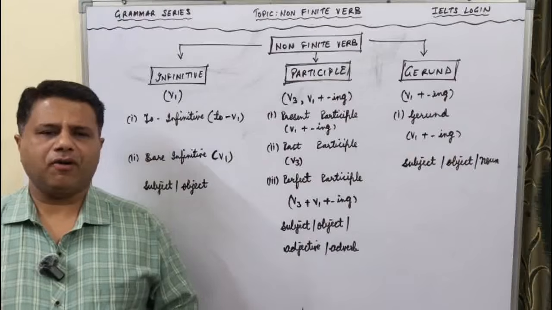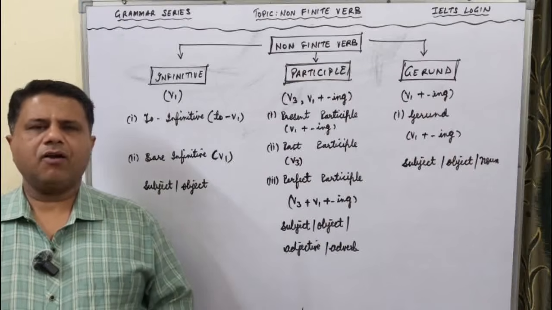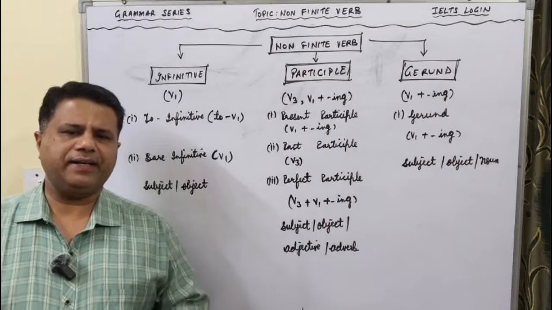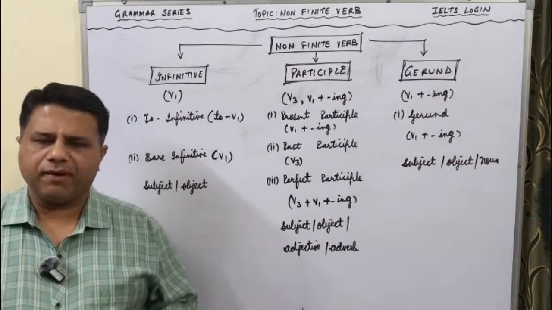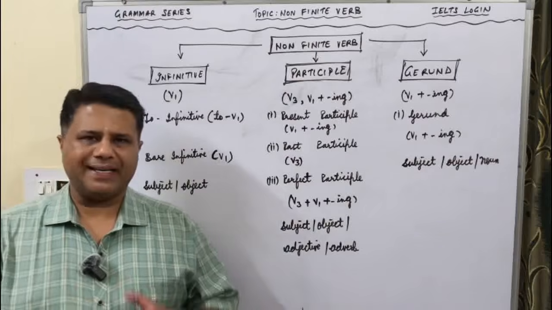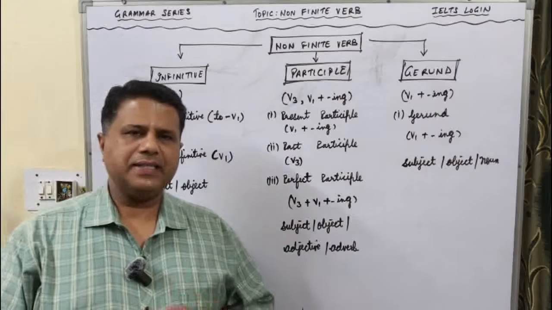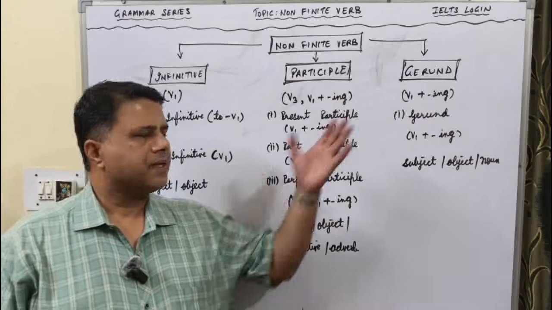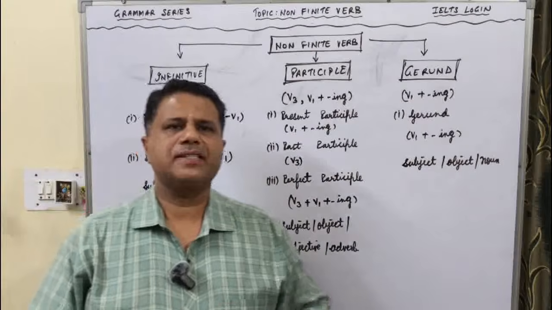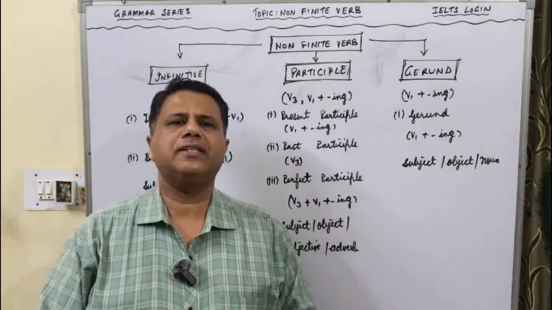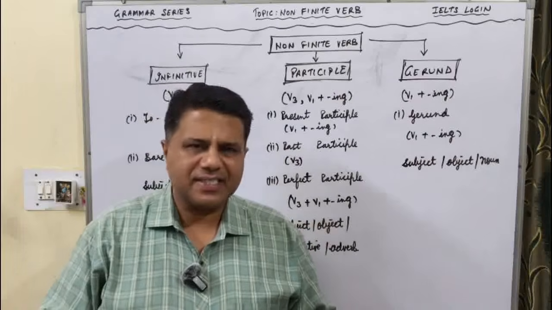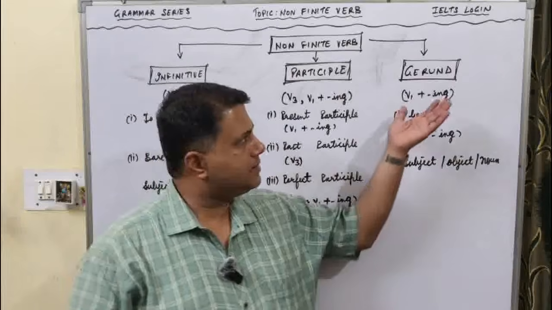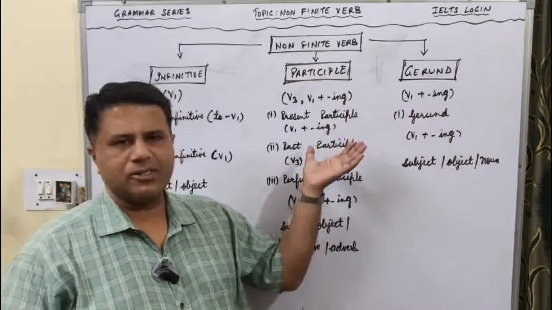Now, the types of non-finite verb. Non-finite verbs are basically divided into three categories. One is infinitive. Infinitive means the first form of the verb. The second type is participle, that is the ing form or third form of the verb. Then gerund, first form plus ing. Gerund is also an ing form, participle is also an ing form. There must be one question in your mind: this is also ing, this is also ing.